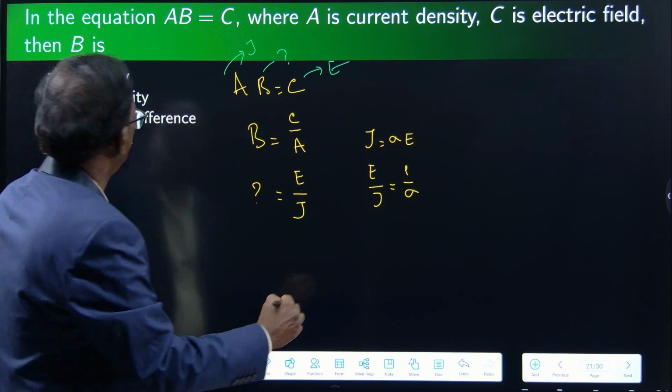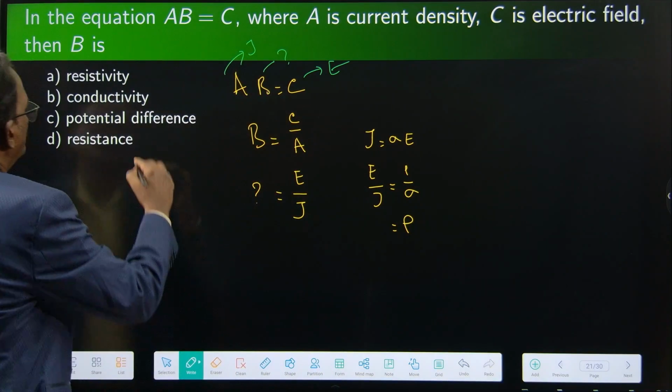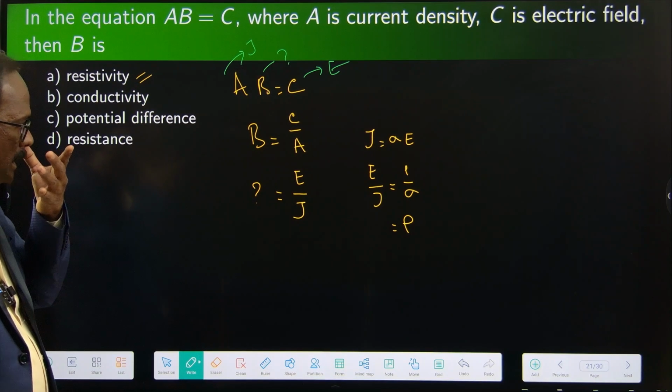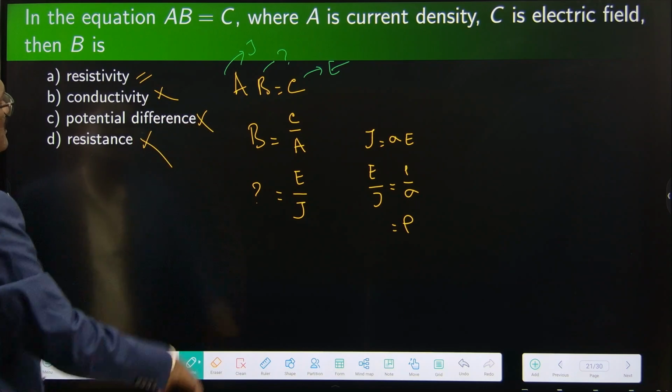1 by sigma is resistivity. Yes. 1 by sigma is resistivity. Reciprocal of conductivity is resistivity. Conductivity wrong, potential difference wrong, resistance wrong. Right.